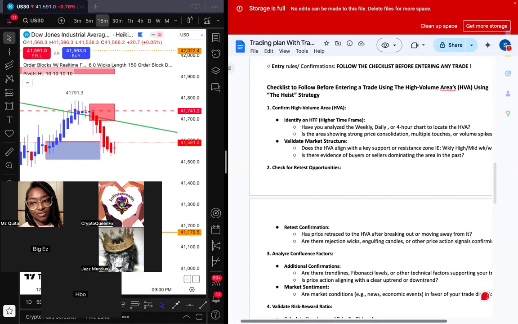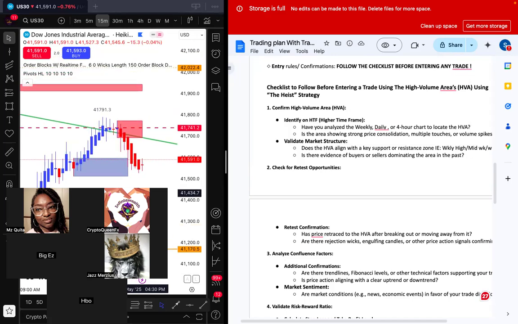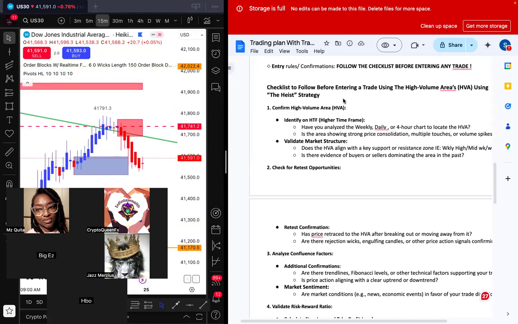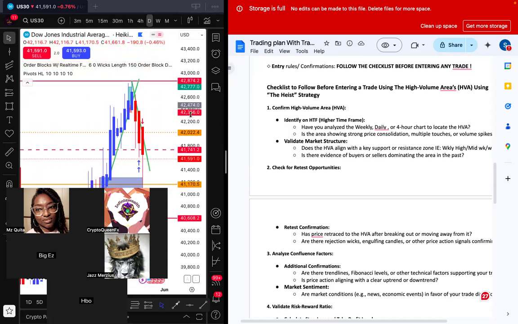So when you're looking at your checklist right here, this is how I'm saying to use it before you enter the trade. I'm looking at this and I'm looking at my chart, I've got my pair pulled up right here, and I'm following the checklist. Have you analyzed the weekly, daily, or 4 hour chart to locate your higher time frame value area? The higher time frame comes from up here. This is something that should already be checked, because this is where you're marking up the chart.